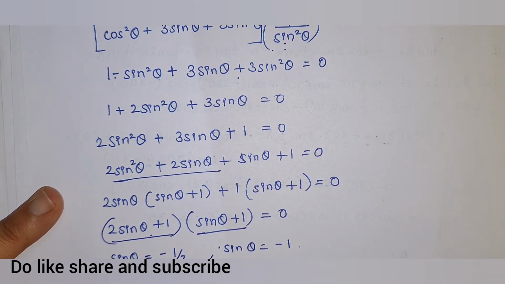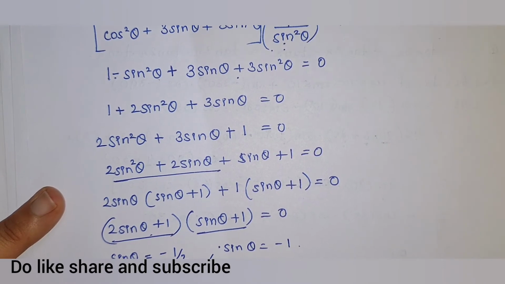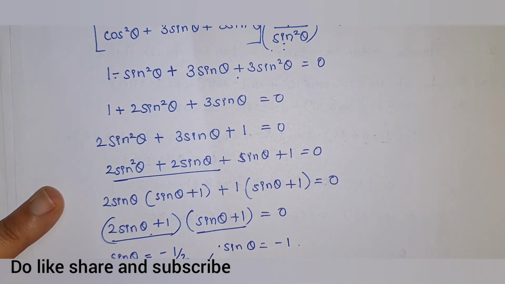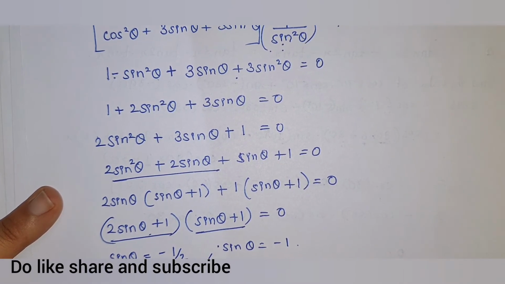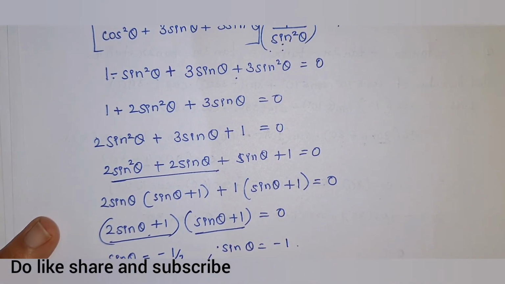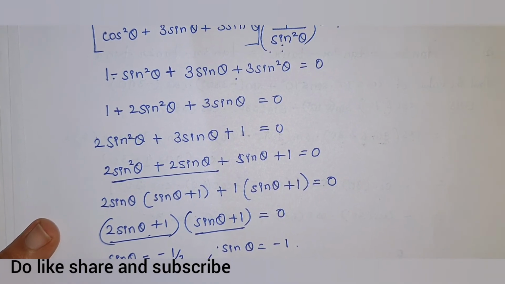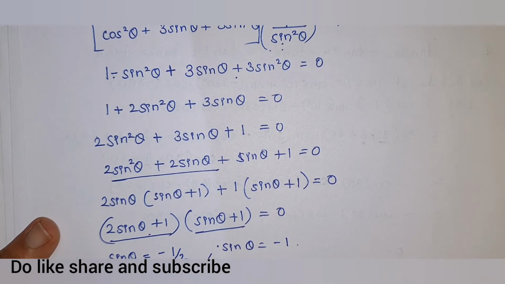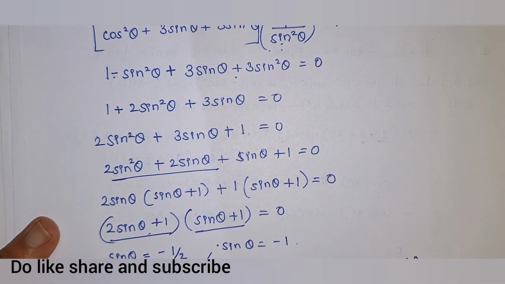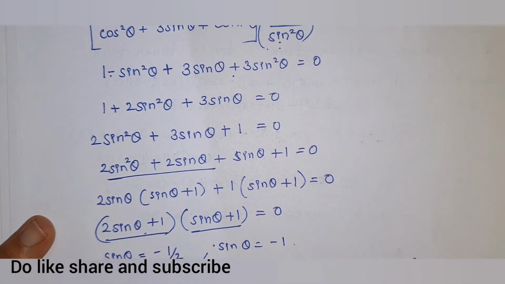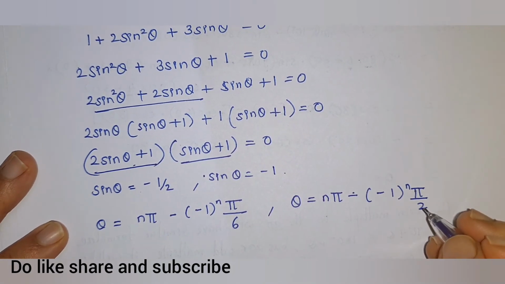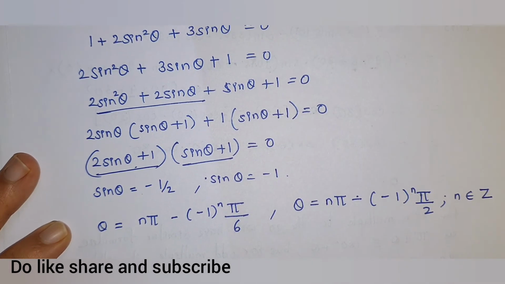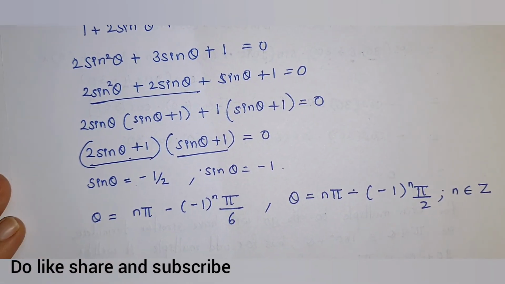So theta will be equal to n pi plus minus 1 raised to n into pi by 6, or theta will be equal to n pi plus minus 1 raised to n into pi by 2, where n belongs to Z.